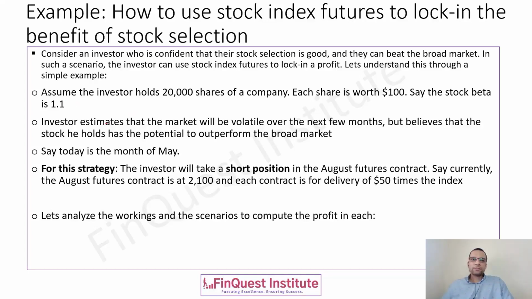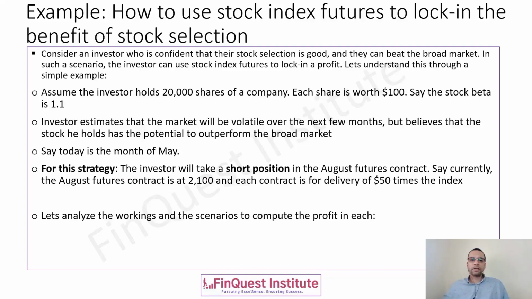Now, the investor is expecting that there is going to be a significant amount of volatility in the market in the next few months. But again, he believes that the stock which he has picked up has a potential to outperform the market. Now, let's say today we are standing in the month of May. As per this strategy, what an investor can do is take a short position in, let's say, the August futures contract. And let's say this is the information on the August futures which is currently at hand.